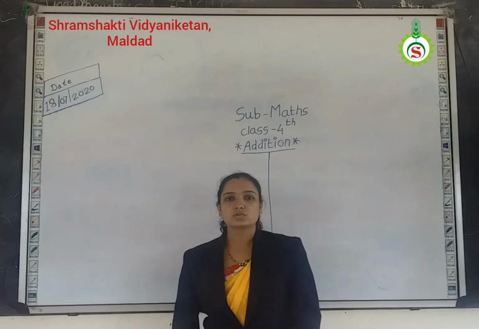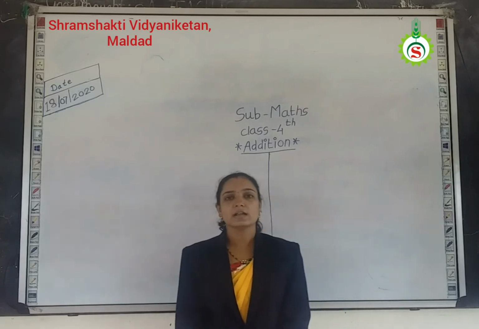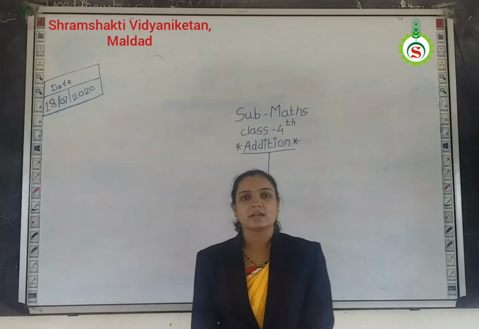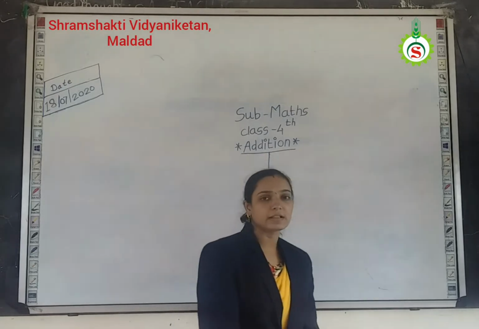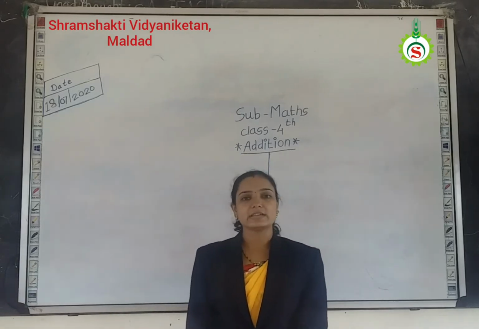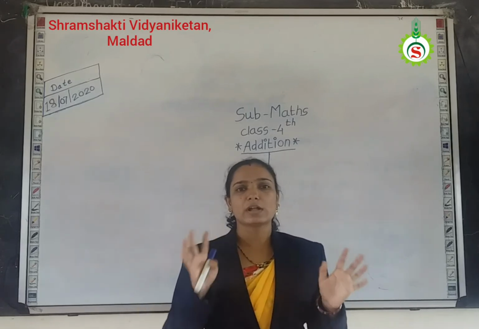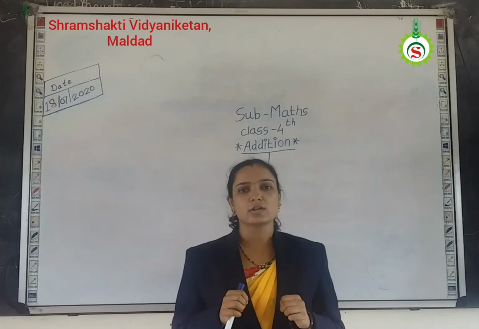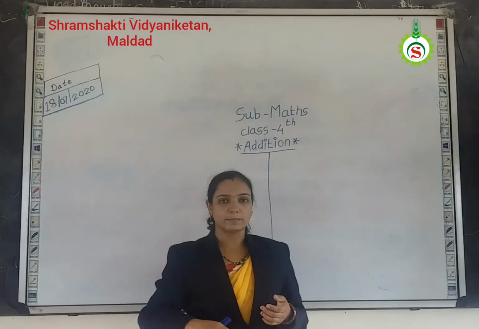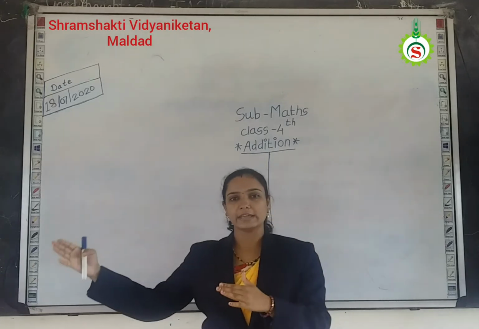Okay students, you already know addition because you learned 2-digit addition and 3-digit addition in second and third standard. But in this addition lesson, we have to learn 4-digit addition. In this addition, students, there are two types: vertical addition and horizontal addition. What is the meaning of vertical? Vertical means top to bottom. And what is the meaning of horizontal? Horizontal means left to right.